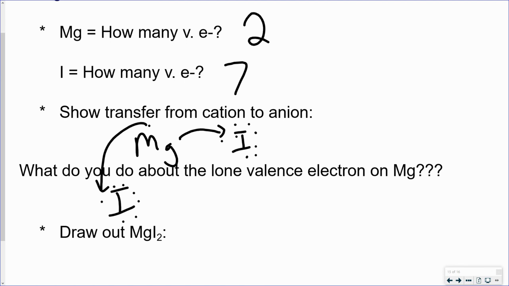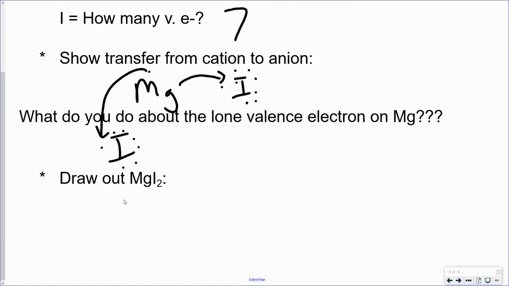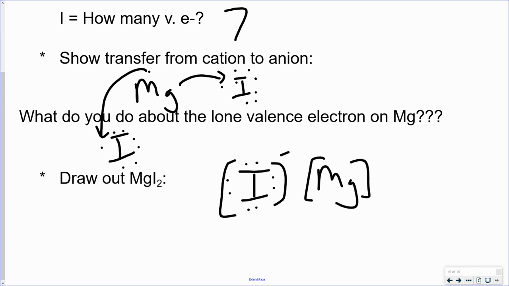That gets it. So then when we draw it out, you have I with all 8 electrons becoming negative. You put Mg in the middle. It is now a +2 because it lost 2 electrons. And you put I on the other side as a -1.